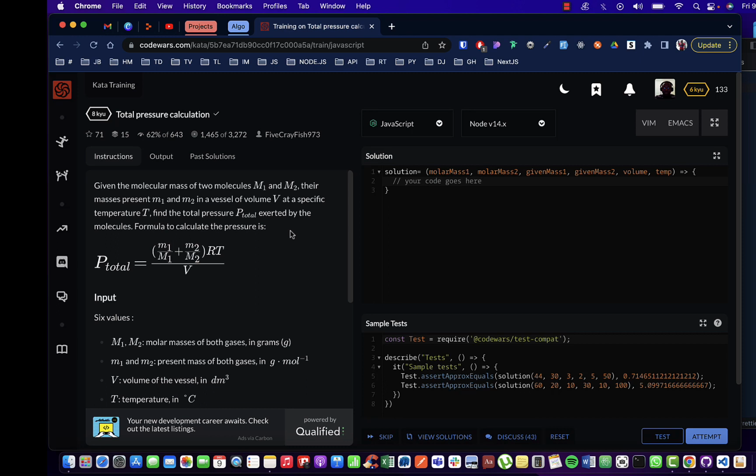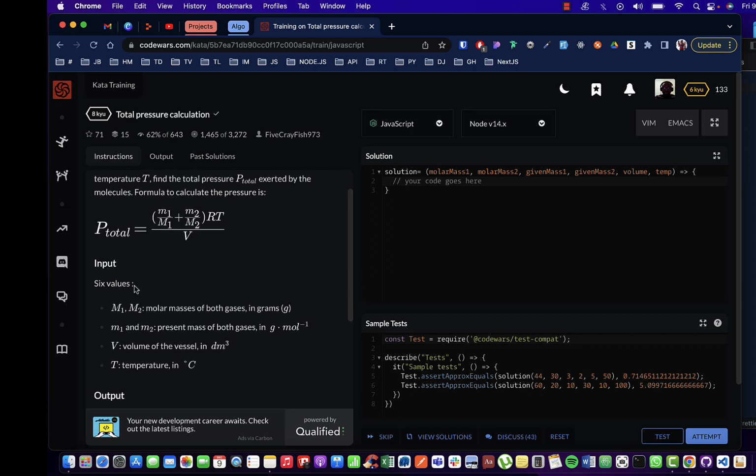The formula to calculate the pressure is P total equals small m1 over the big M1. That's the big one saying the mass of the molecule 1, and this is the present mass, plus the present mass of molecule 2 and the mass of the molecule 2 itself. Then R, which is going to be a constant, we're going to see the value, and T, which is specified here as a specific temperature, and V, which is the volume.